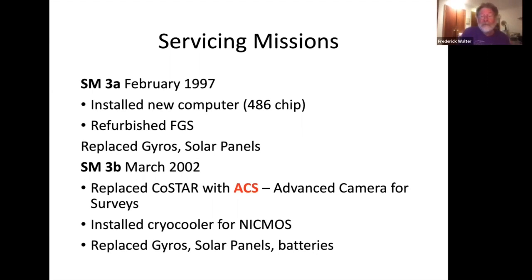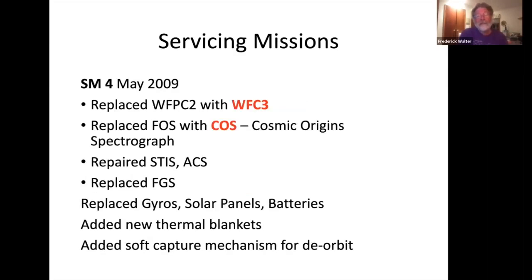They put in a new imaging instrument, the Advanced Camera for Surveys. They didn't need COSTAR anymore, so they could take that out. In 2009, the last servicing mission, the 5th one, the Wide Field Camera 3 was put in the radial bay. They put in the Cosmic Origins Spectrograph. They repaired 2 instruments. The instruments were made to be fixed in space. Both of those had failed in part, at least, and they were corrected.